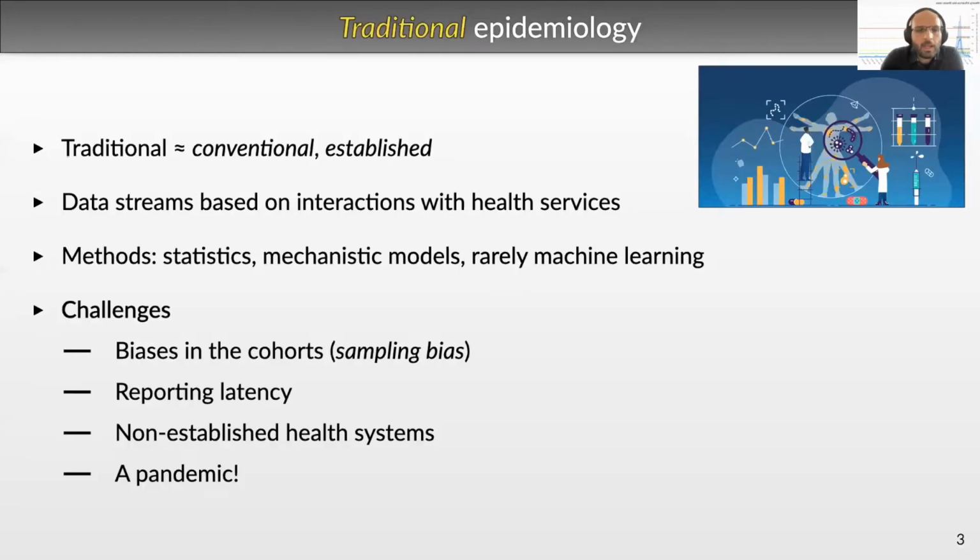So Wikipedia tells us that epidemiology is the study and analysis of the distribution, patterns, and determinants of health and disease conditions in defined populations. Now, what I refer to as traditional or conventional epidemiology relates to the origin of the data streams used by it. Its main source of information comes from our interaction with health services, be it a visit to our GP or a diagnostic.